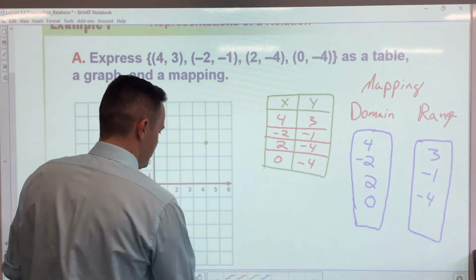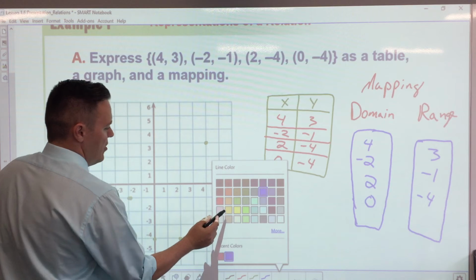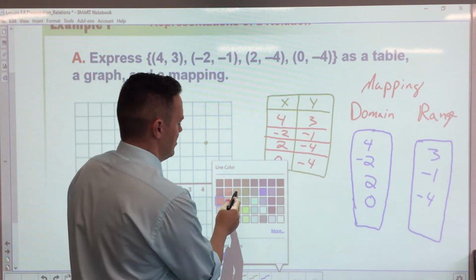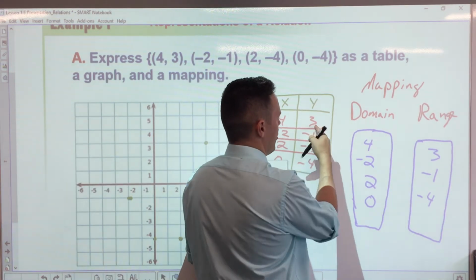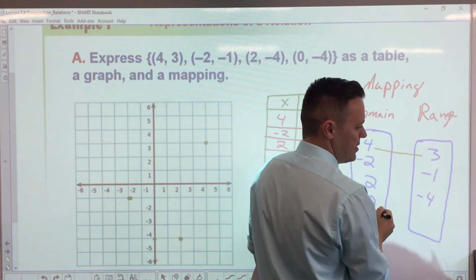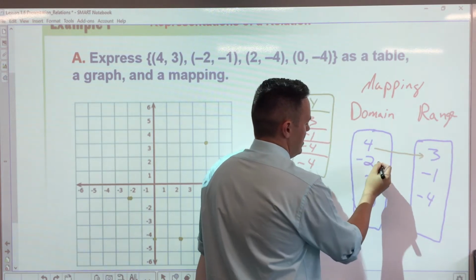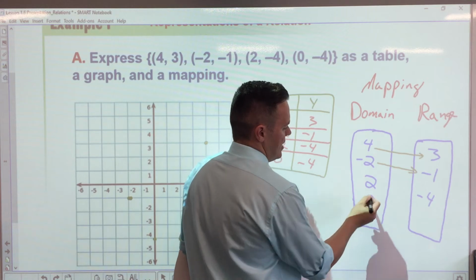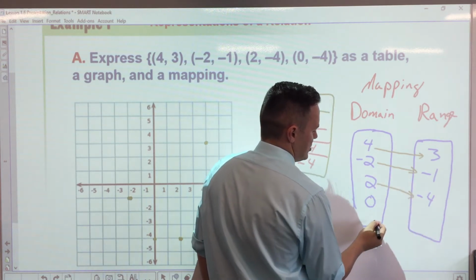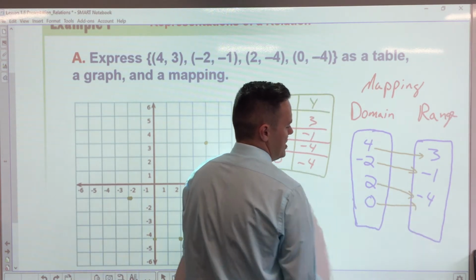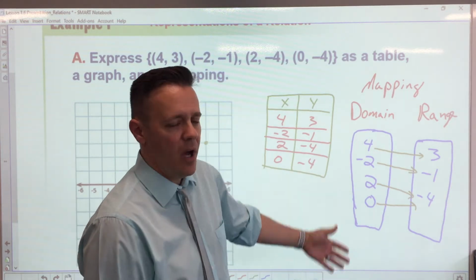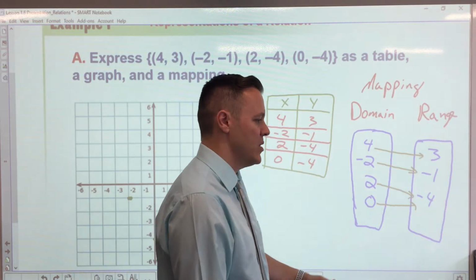Now on mapping, what you're doing is making sure you're just connecting the dots. So when you connect the dots, 4 goes to 3. These two go together like this. -2 goes to -1, and now here's where one of your points is 2, -4, and the other one is 0, -4. So you pretty much draw a mapping just like that. Okay, that's what a mapping is.